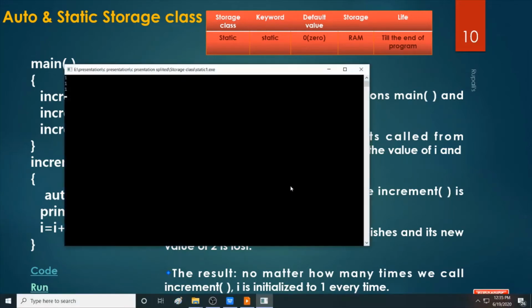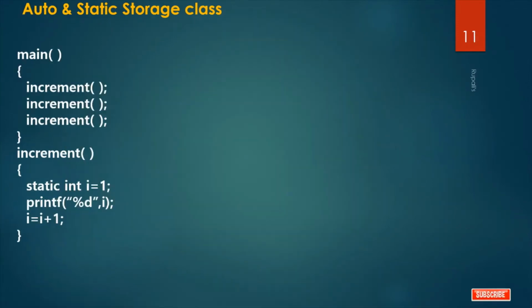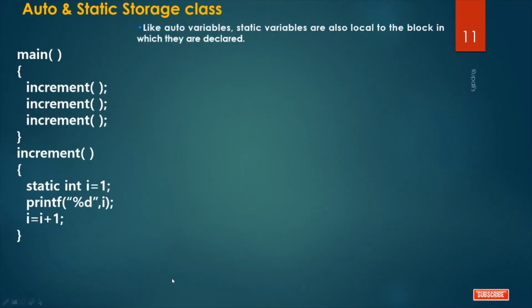See, output is 1, 1 and 1. Now compare the same program in case of static variable. See here, I write static int i equals to 1. First, like auto variables, static variables are also local to the block in which they are declared. So this variable i is also local to this block in which it is declared.